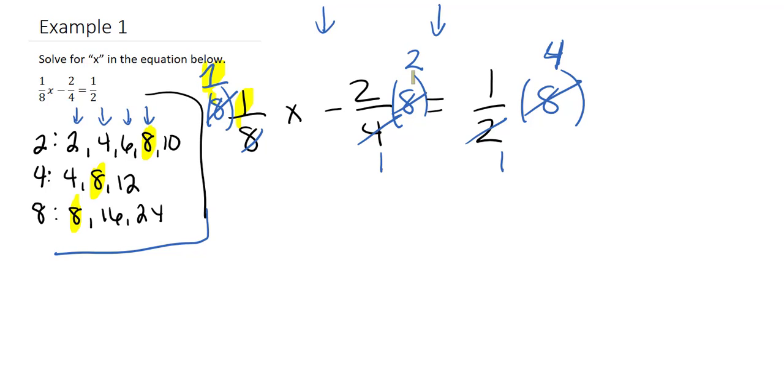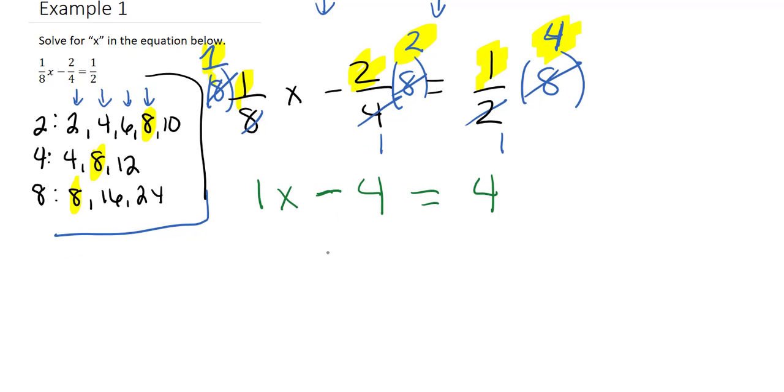So now we have 1 times 1. Here we have 2 times 2. And here's 1 times 4. So let's go ahead and now multiply out. So 1 times 1 is just 1, and that's just x then. Then 2 times 2 is 4, so we have minus 4. And then we have 1 times 4, and so that's 4. Now we need to get x by itself. So all we need to do is add 4 to both sides.